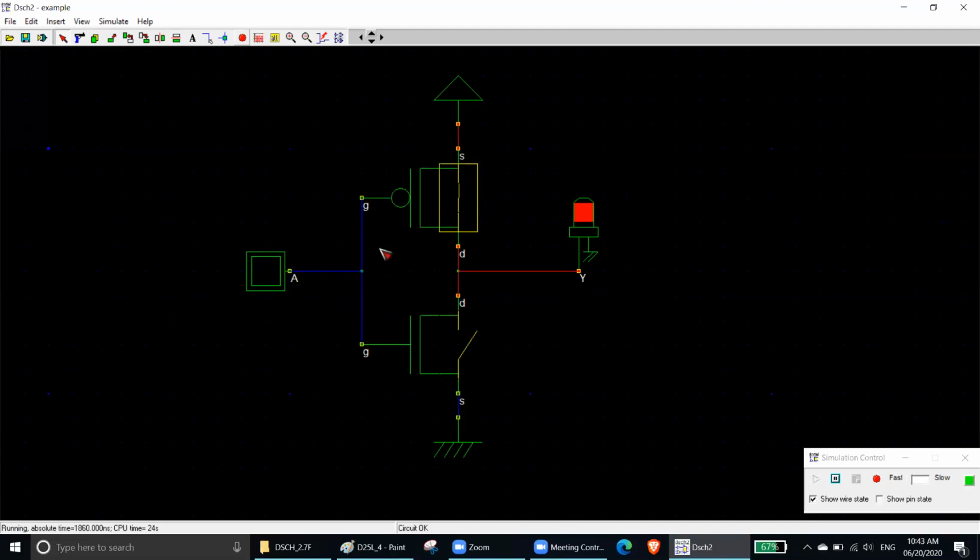But at 0, your PMOS is on, because PMOS and NMOS, they are complementary. They work oppositely to each other. So when NMOS is on, that time PMOS is off. When NMOS is off, that time PMOS is on. Since at 0, your NMOS is always off, that means your PMOS is always on.